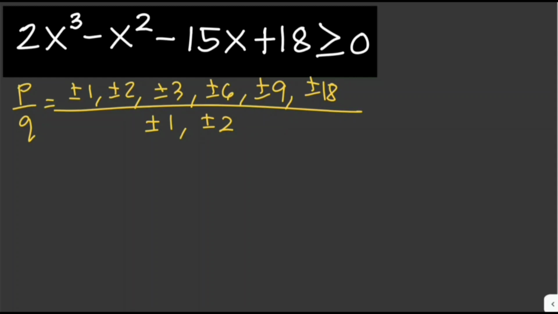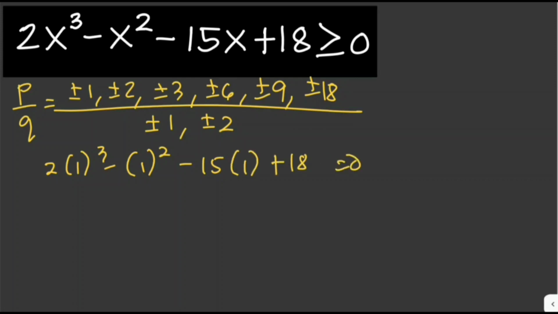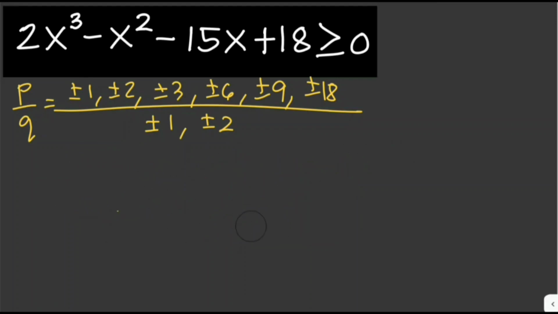Okay, so we try 1. It will be 2 times 1 cubed minus 1 squared minus 15 times 1 plus 18 equals 0. We'll see if this is equal to 0. This is 2 minus 1 minus 15 plus 18, which is 4, not equal to 0. Therefore, 1 is not one of the rational zeros of this. So let's try 2.